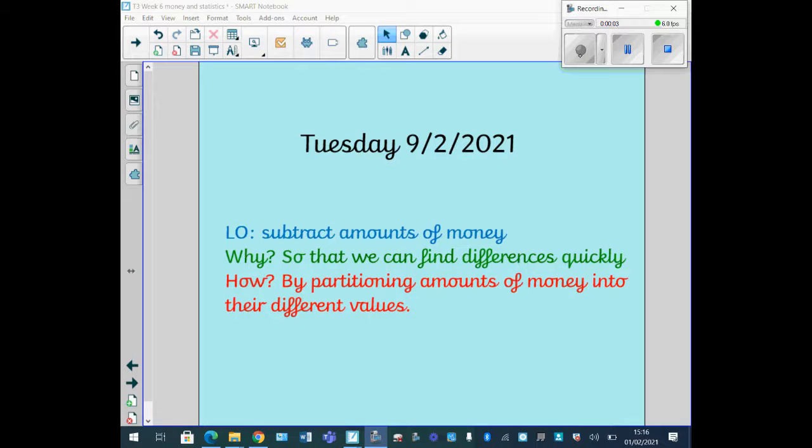Hello boys and girls, it's Tuesday the 9th of February today, and today we're going to do the opposite of what we were doing yesterday. We're going to subtract amounts of money so that we can find differences quickly. We're going to do that by partitioning into their different values and doing a little bit of column subtraction too.